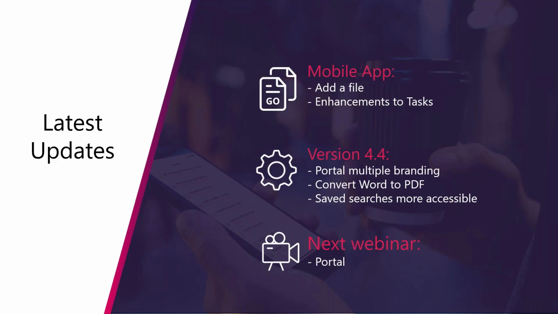So version 4.4 will be coming out as well. So multiple branding, which I mentioned, and converting Word to PDF. This is brilliant for me personally. I quite like it. You can have a Word document that's saved into Virtual Cabinet. You can select that Word document, and you'll have an option at the top just saying convert to PDF. Press it, and within about 2 or 3 seconds, that document's been converted into a PDF.